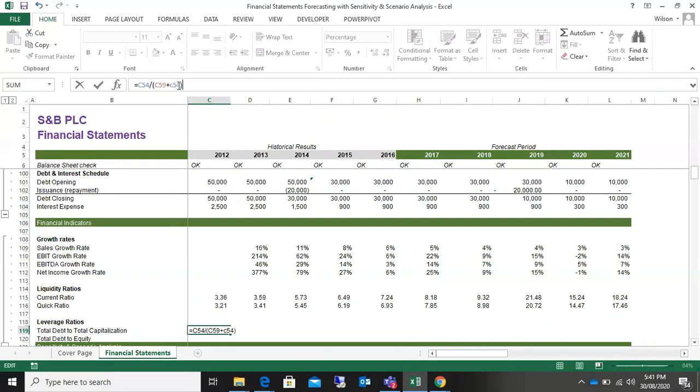Debt capital and equity capital, you have equity and the debt. That's the equity and the debt.